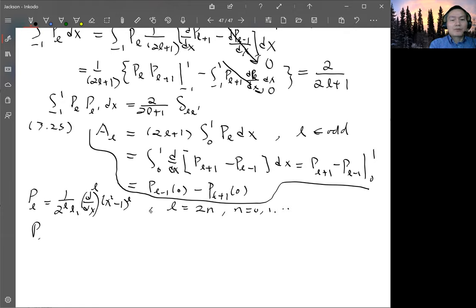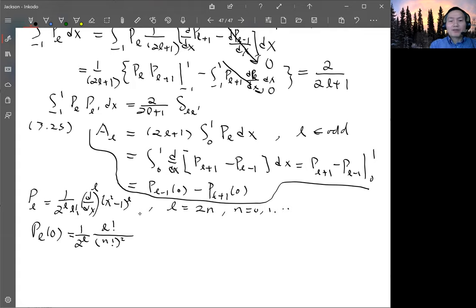So P_L is zero. So you have 1 over 2 to the power L. So cancel with this L, this is L factorial. Okay, cancel with the L factorial. And now all you need to do is this binomial expansion, but take the L terms. Because this is totally L, so you have L factorial. And the coefficient is divided by (L over 2) factorial, divided by (L over 2) factorial, so the square of that. So L over 2 is N, so N factorial squared.